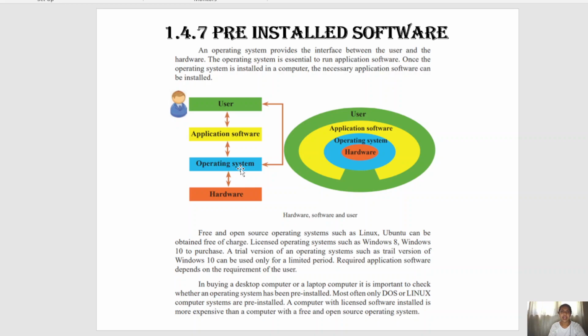Pre-installed software. An operating system provides an interface between the user and the hardware. The operating system is essential to run application software. Once the operating system is installed in a computer, the necessary application software can be installed.